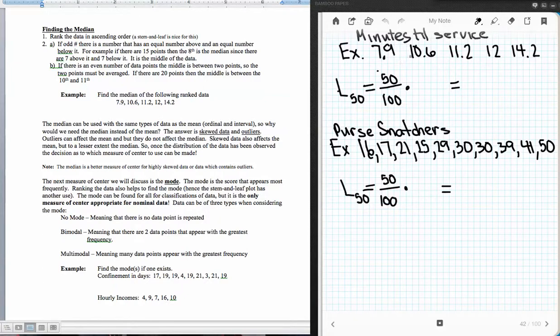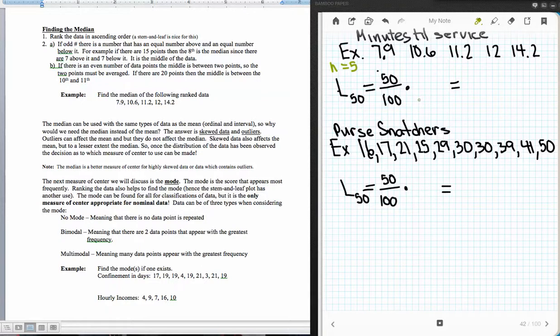So first off, what we need to know is how many data points there are. So let's first of all start with the fact that there are 1, 2, 3, 4, and 5 data points. So our n is equal to 5.